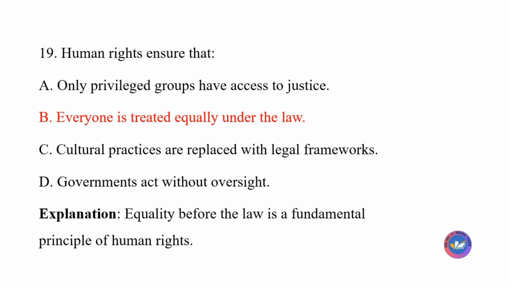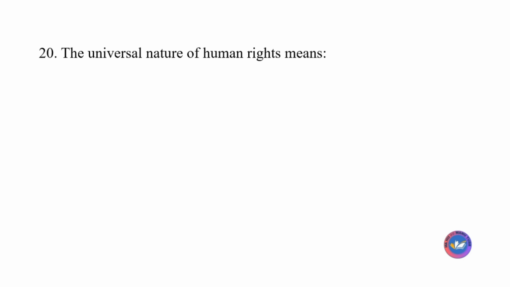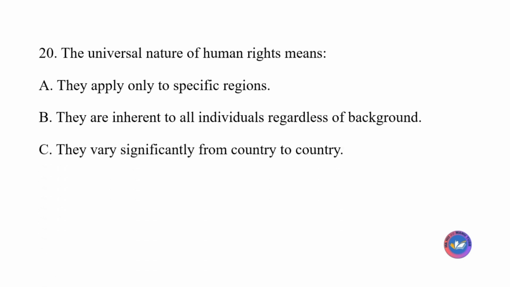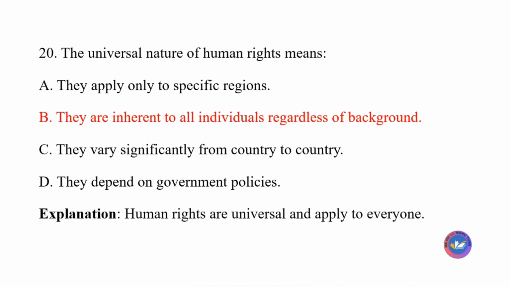Question number 20. The universal nature of human rights means A. They apply only to specific regions. B. They are inherent to all individuals regardless of background. C. They vary significantly from country to country. D. They depend on government policies. The answer will be they are inherent to all individuals regardless of background. Human rights are universal and apply to everyone.